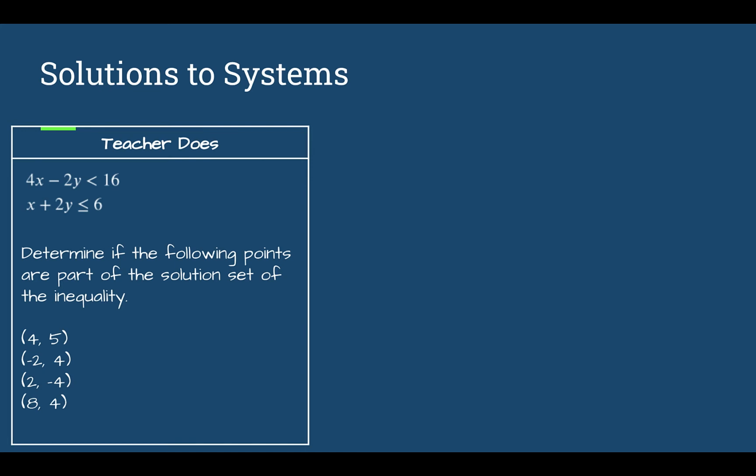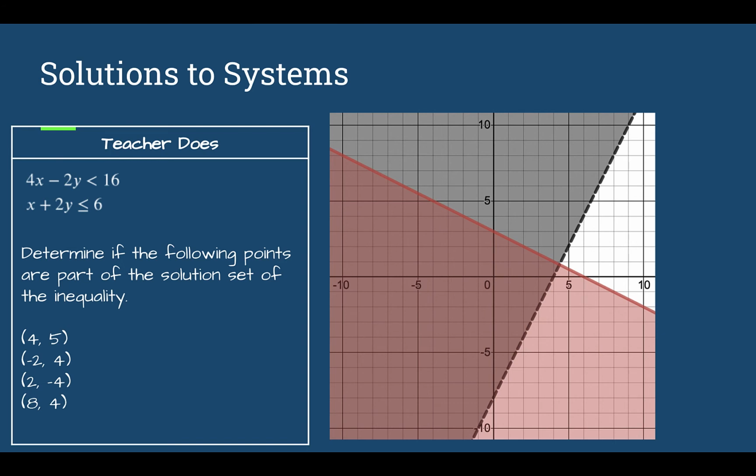So first, let's graph our system of inequalities. If I graph 4x minus 2y is less than 16, and graph x plus 2y is less than or equal to 6, my system of inequalities looks like this. Again, I want it to be in that double shaded region where the gray area and the red area overlap. Let's determine if the following points are part of our solution set.